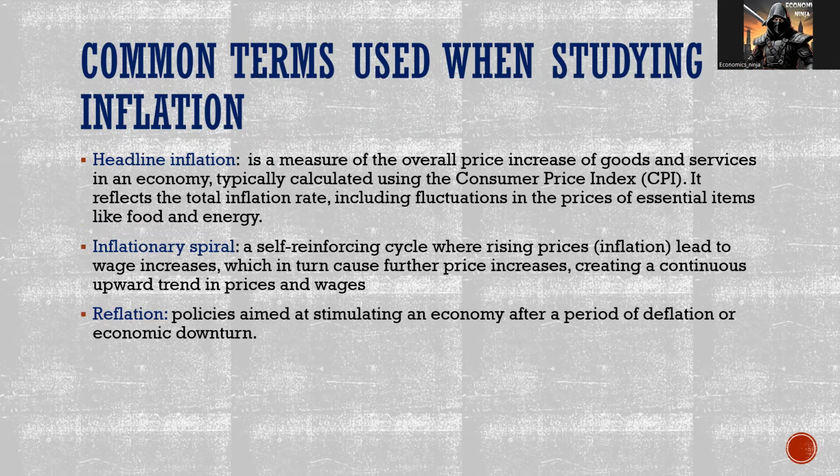So when we do not remove those items with high price volatility, we calculate what is called headline inflation. So this is when we are calculating the overall price increase of goods and services in an economy. And typically, this is calculated using the consumer price index.